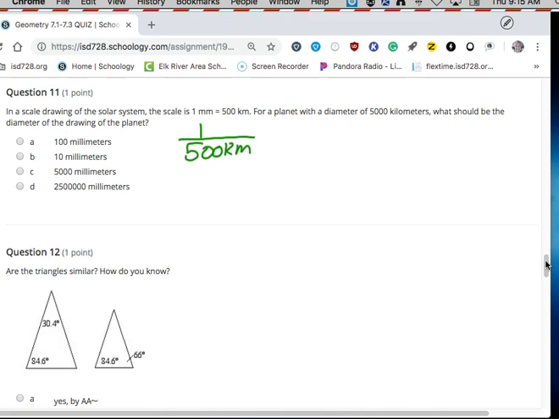For a planet with a diameter, and this is millimeters, for a planet with a diameter of 5,000 kilometers, what should be the drawing? Okay, so if it's going to be 5,000 kilometers, what is the size of the drawing? And all I did was multiply by 10 top and bottom, so the drawing should be 10 millimeters.